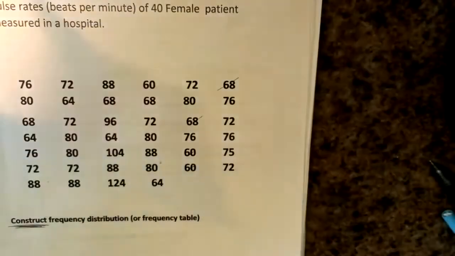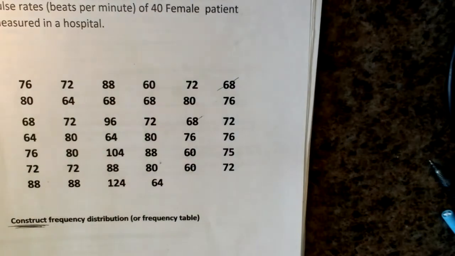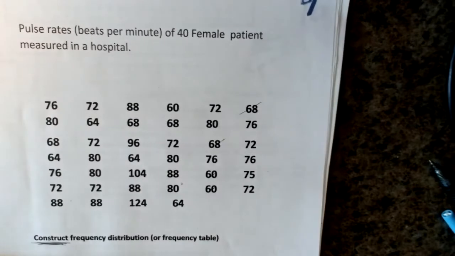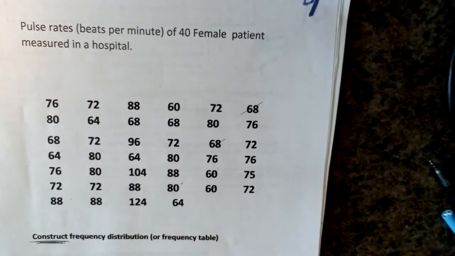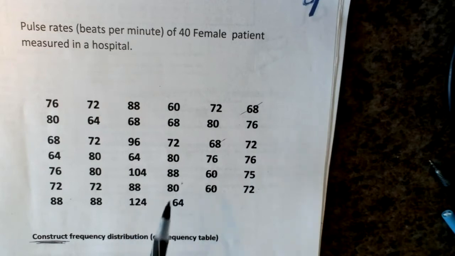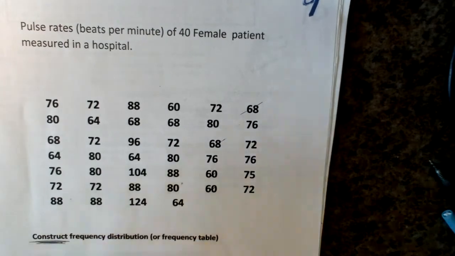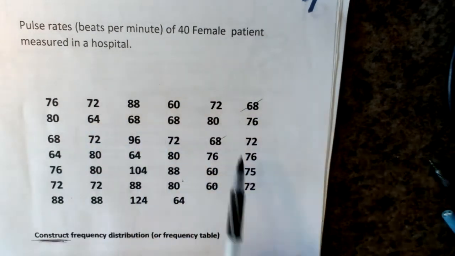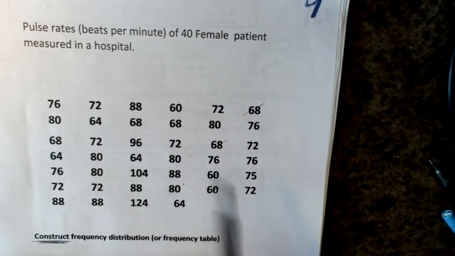Now, in this example, we want to show you how we randomly collect data and create a probability distribution. So what we did, we went to a hospital or clinic and collected the pulse rate of 40 female patients. And these are the numbers. You randomly selected 40 files and kept recording all these numbers. They are not in any order, right?